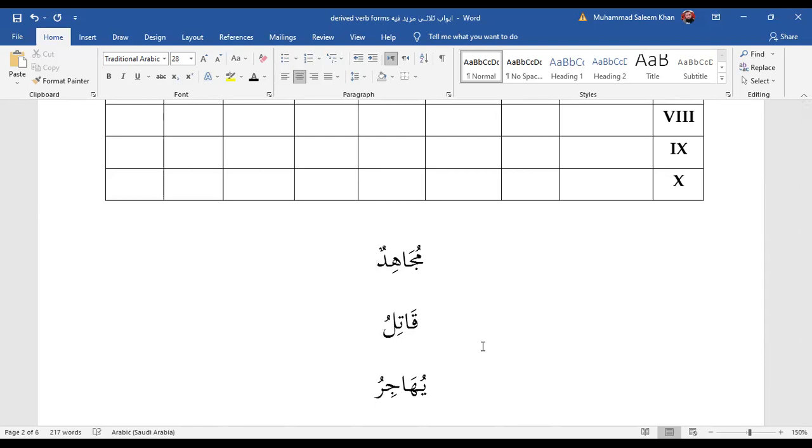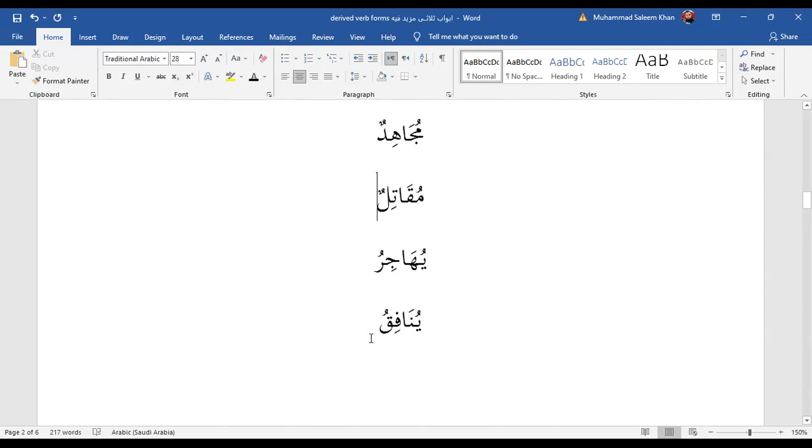Similarly, we have yuqatilu, and the same here, we add mim with dhamma, and then in the end we add tanween, it becomes muqatilun. So muqatilun is the one who fights. Qatala yuqatilu, qatala means to fight. So muqatil is the person who fights.